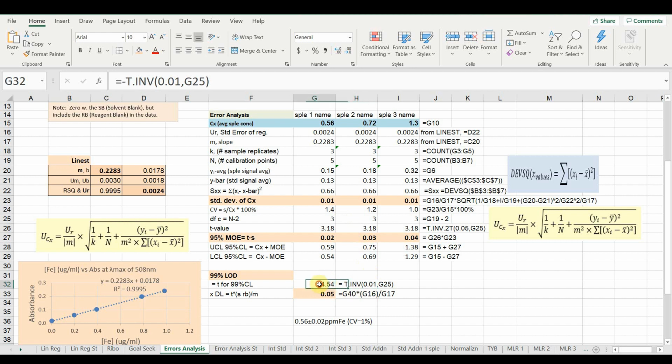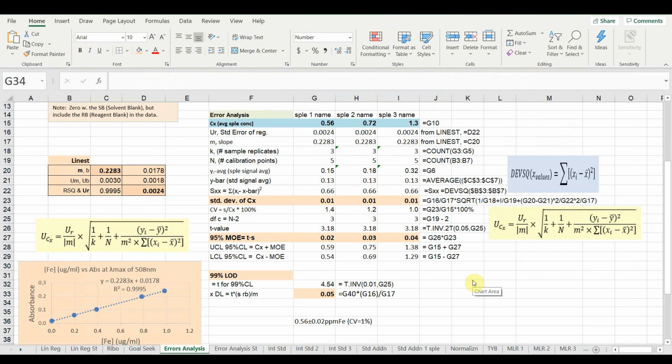Here's the calculation. Now, this particular test is a one-tailed t-test. We're not interested if we're above or below the detection limit. We're only looking at one side of the detection limit, so it's a one-tailed t-test. T.INV gives you a one-tailed t-test t-value. In this case, it's 4.54, so our calculation is simply G32, which is our t-value, times G16, which is the standard error of the regression, or of y, divided by the slope, up here G17, and we get a value of 0.05.